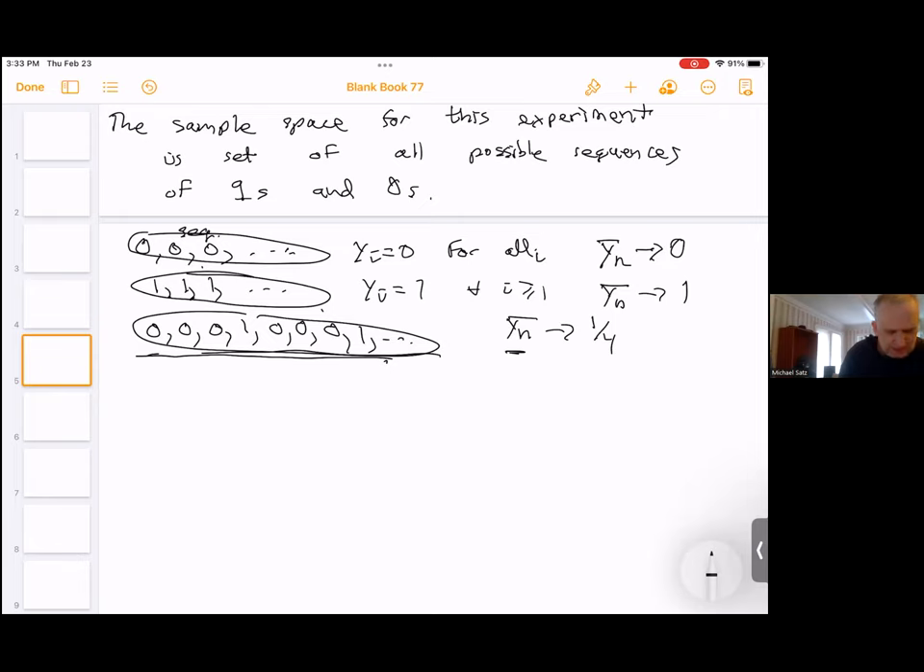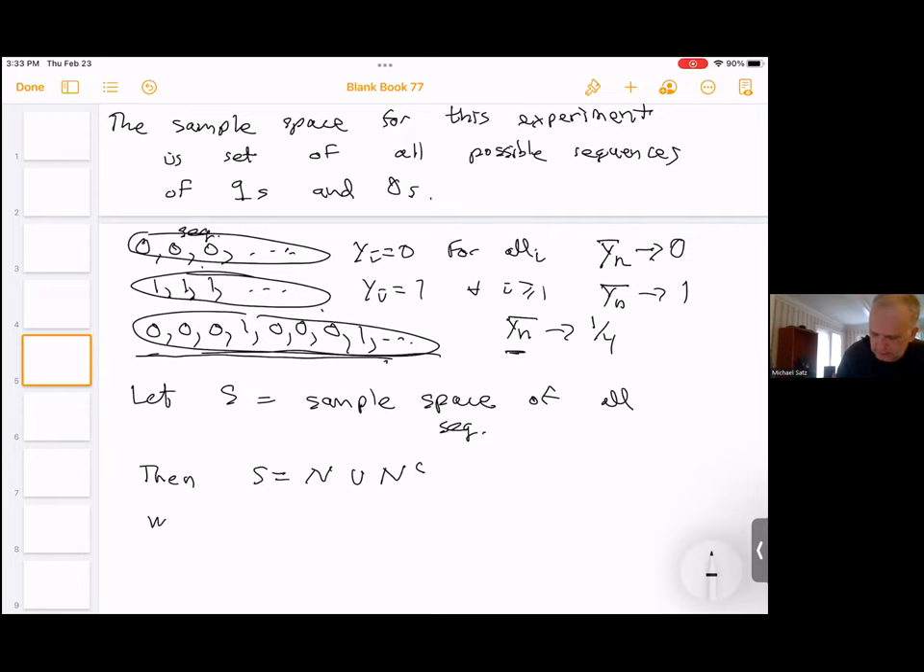So let's say we let S be the sample space, so all infinite sequences. I'm not going to write it out too fancy again. I just want you to see this more than be able to use it. We could write S can be partitioned like this, N union N^C, where if little y is in N, then y bar_n goes to 1/2, and if y is in N^C, then y bar_n does not go to 1/2, as n goes to infinity.